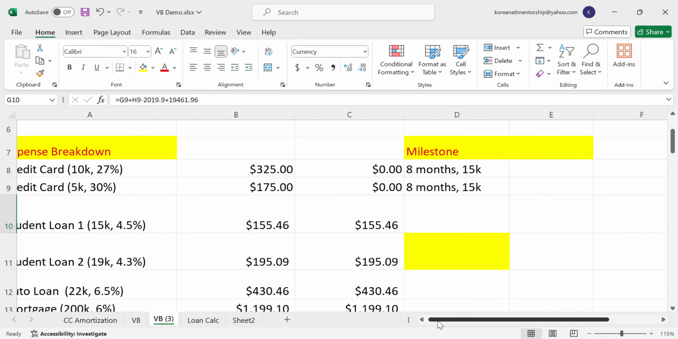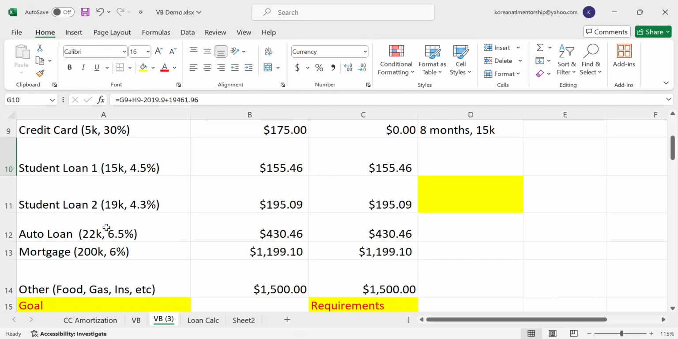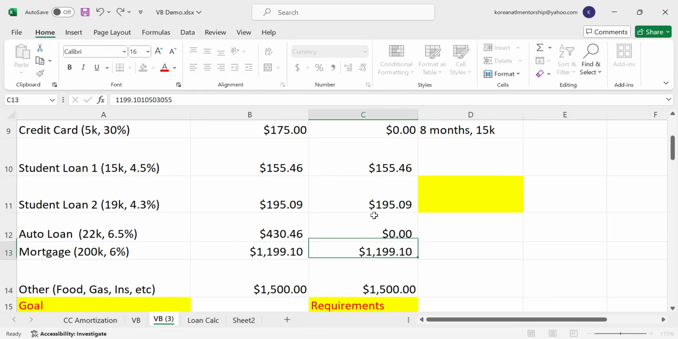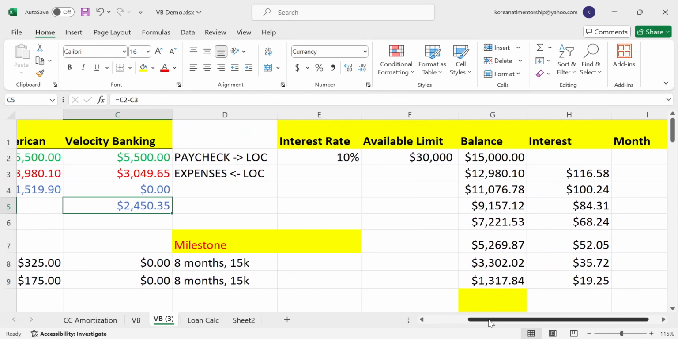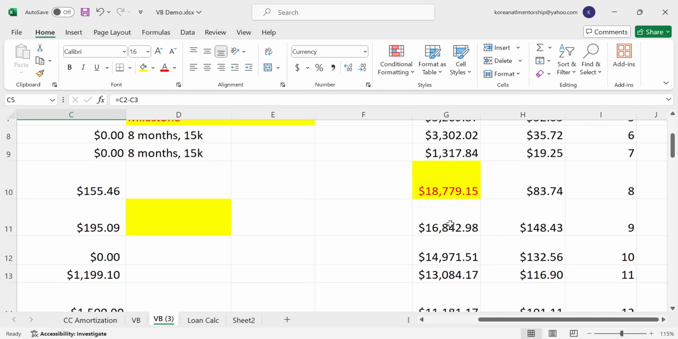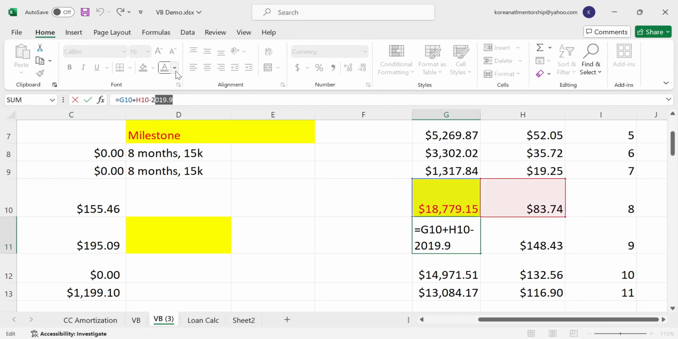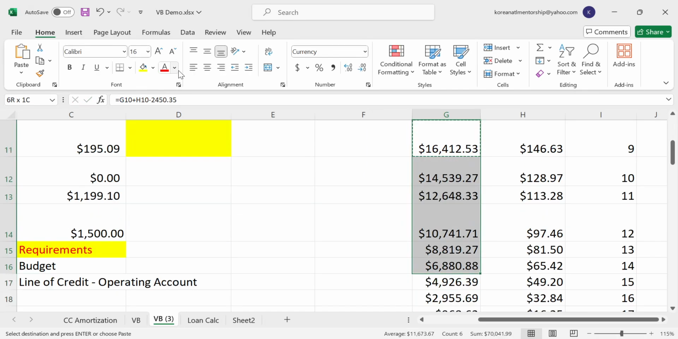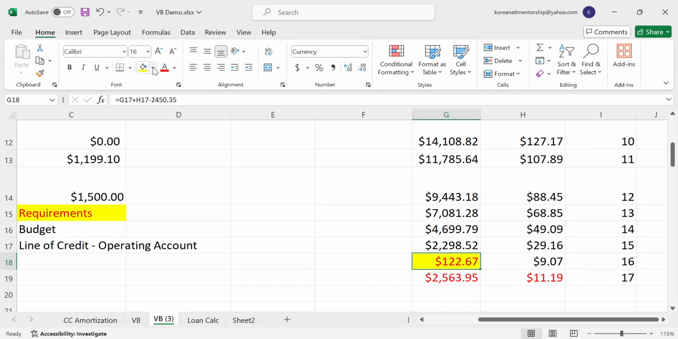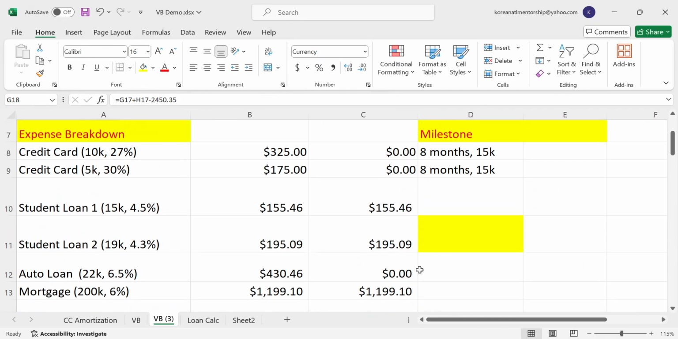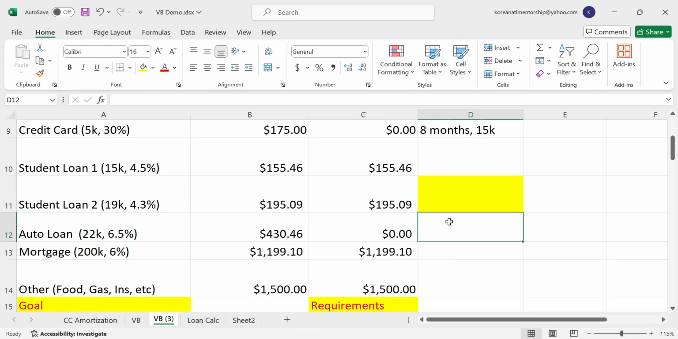So now what we have to do is consider that, hey, because we transferred this auto loan, now this goes to 0. And so what's our cash flow now? It's 2450.35. So let's go here and now update our cash flow to 2450.35, right? And then just copy it for the rest of the entries that we have, and see when we go to 0. And then it turns out in month 16, we go to 0.